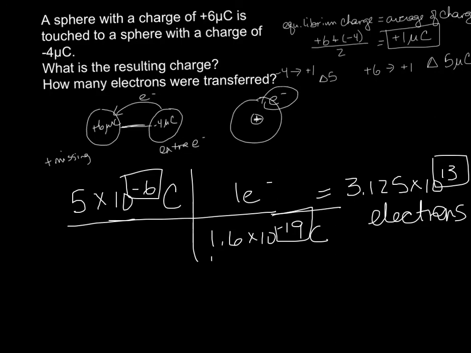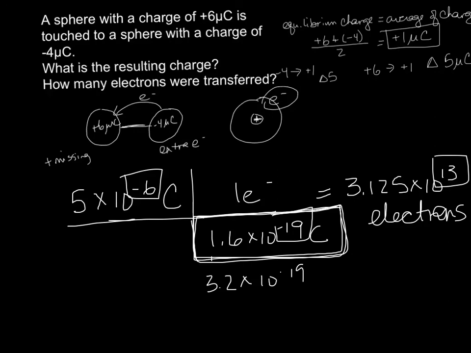You can only have whole number multiples of the 1.6 times 10 to the minus 19. That is our elementary charge. That's the smallest charge we can have. We can't have 1.5 of them. We can only have multiples of it. So we can have 3.2 times 10 to the minus 19. That's multiplying it by 2. We can have multiplied by 3, and that would be 4.8 times 10 to the minus 19 coulombs.